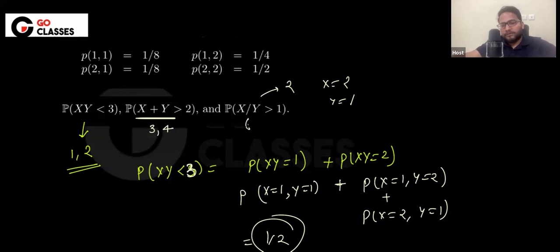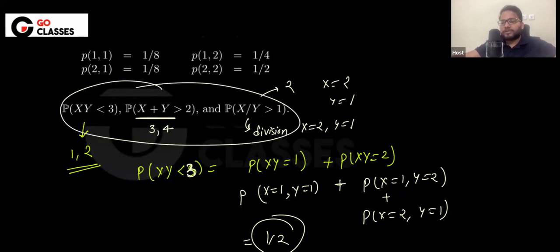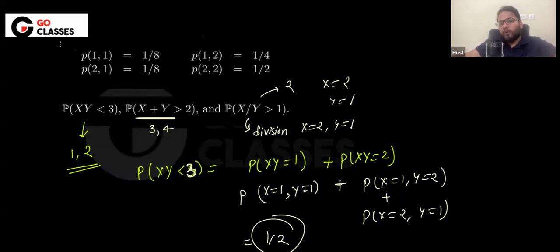Here they are saying this is division, by the way. Here they are saying x must be 2 and y must be 1. Then only division will be 2. Okay. You just need to figure out on which values these conditions are being satisfied, and you just need to add all of this. If the joint distribution is already given, then that is very straightforward. You just need to add the numbers because the joint distribution is already given to you.